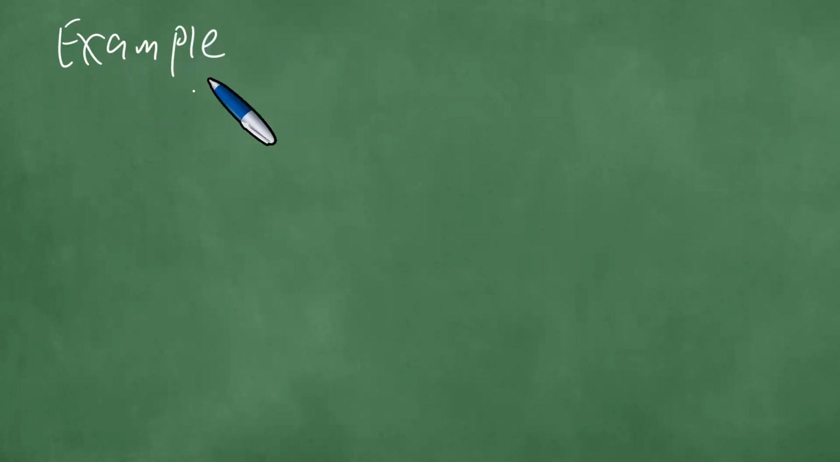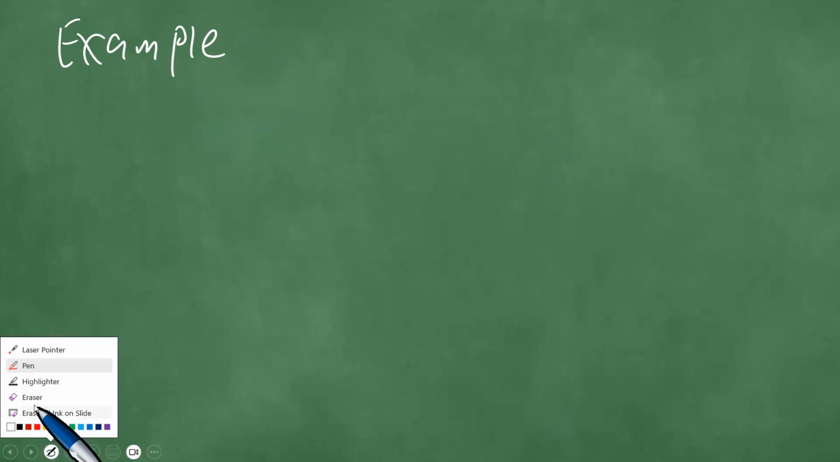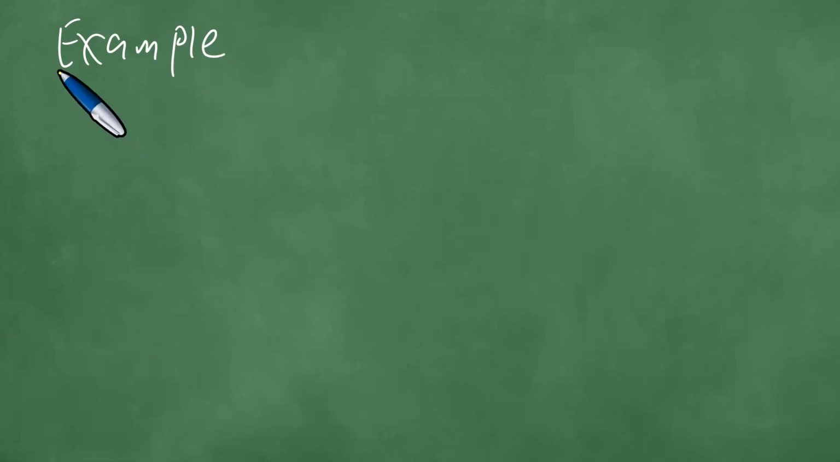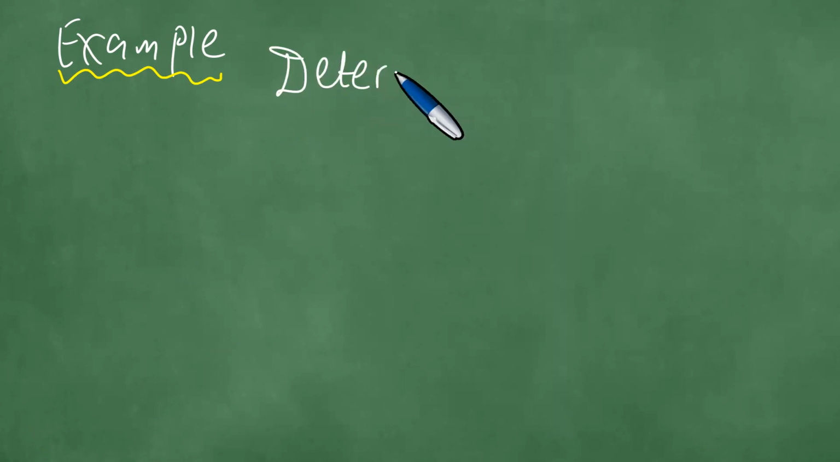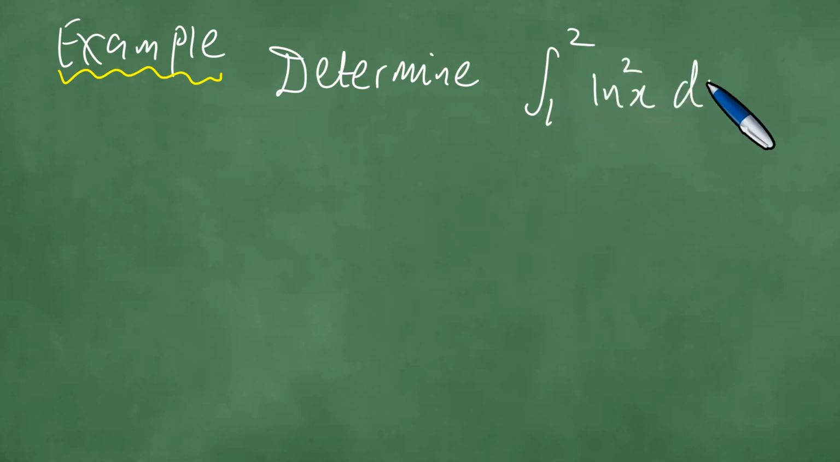So in the next example, we're looking at what it means to look at a definite integral. Looking at integration techniques. And the question says, determine the integral from 1 to 2 of the natural log square of x dx. We look at the solution to this.